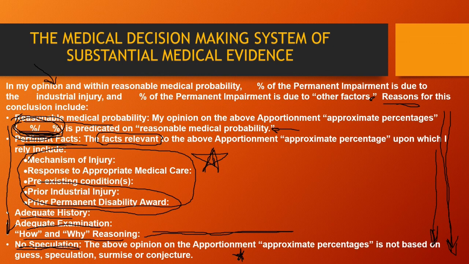And only opinions that are true, accurate, and correct, based upon all of the facts, is the substantial opinion. And the reason it's a substantial opinion is because it's likely the true opinion. It's likely the correct determination. Why is it correct? Because it's passed through all of the filters of substantial medical evidence.